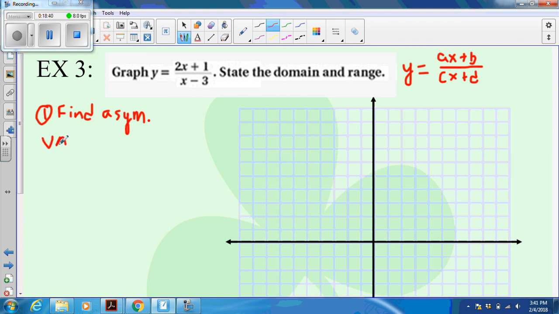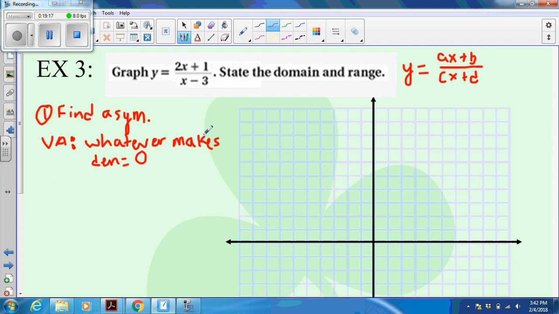Remember, that's our vertical asymptote. To find our vertical asymptote, we are actually going to look at the denominator. Basically, whatever makes our denominator 0, that's going to be our vertical asymptote. So I'm going to write that down right here. So whatever makes the denominator equal 0 is going to be our vertical asymptote.